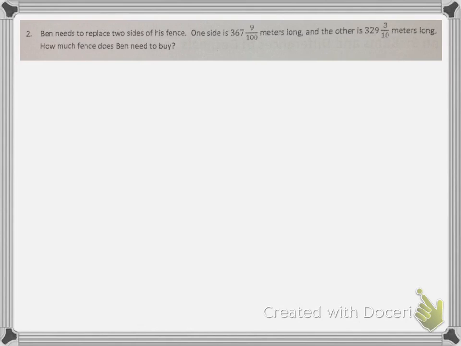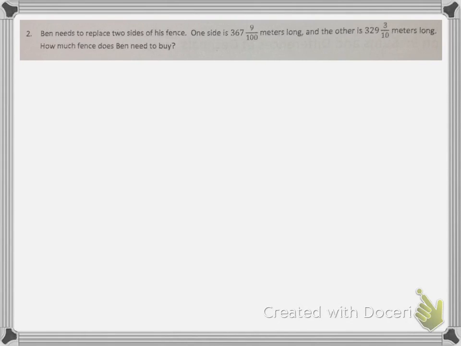And here is the solution. First of all, I have to decide what I am going to do here. Ben needs to replace 2 sides of his fence. One side is 367 and 9/100ths meters long, and the other is 329 and 3/10ths meters long. How much fence does Ben need to buy?